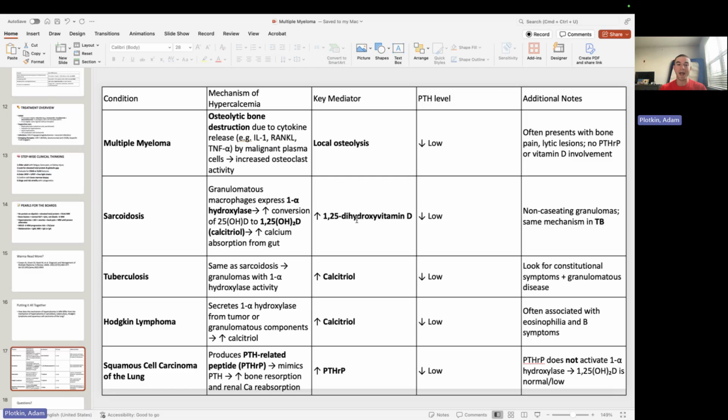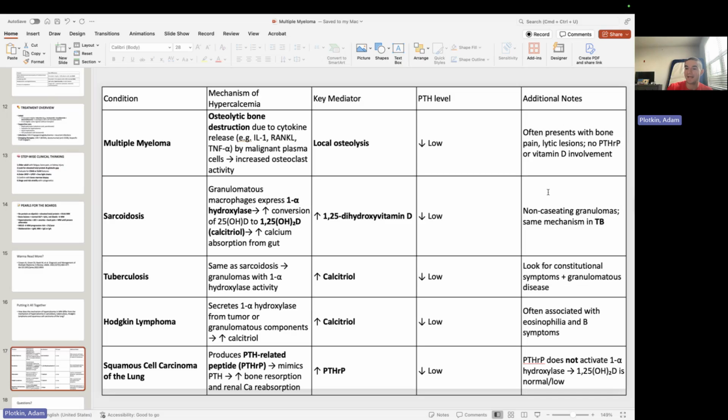them. So what happens is those epithelioid histiocytes or macrophages upregulate the production of 1-alpha hydroxylase, which increases the conversion of 25-OHD to 125-OHD, which then goes to the gut and increases the amount of calcium we reabsorb. So the key mediator here is the 125-OHD. Again, we're going to see a low amount of PTH because this is not a PTH-driven mechanism.